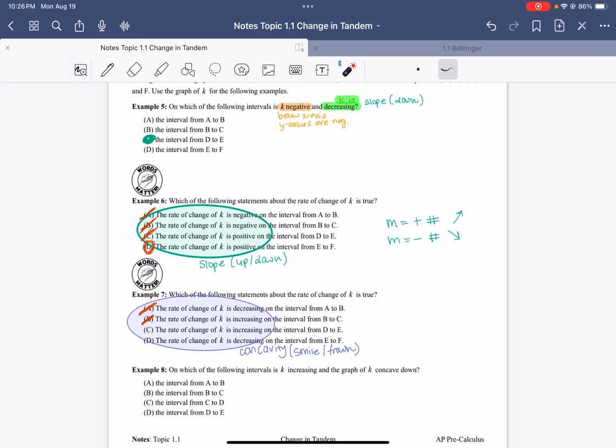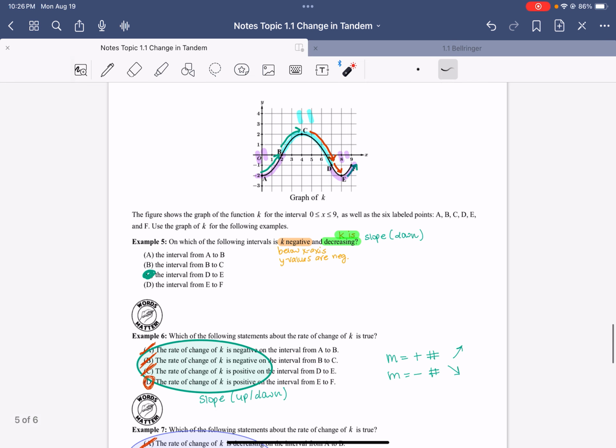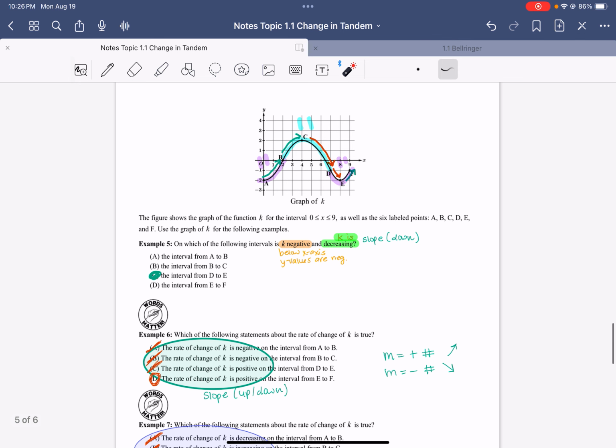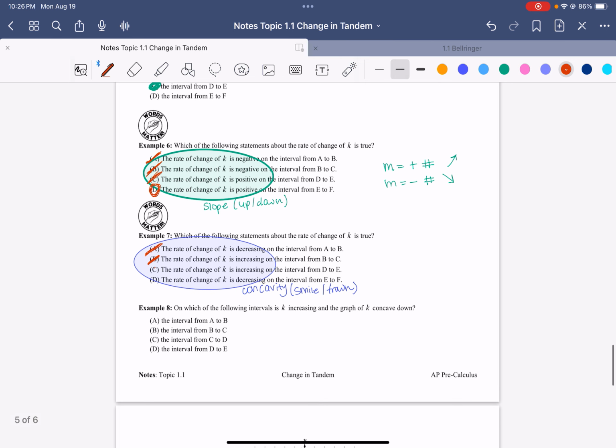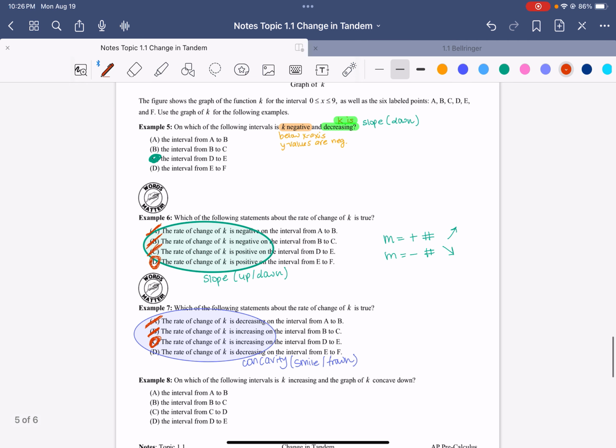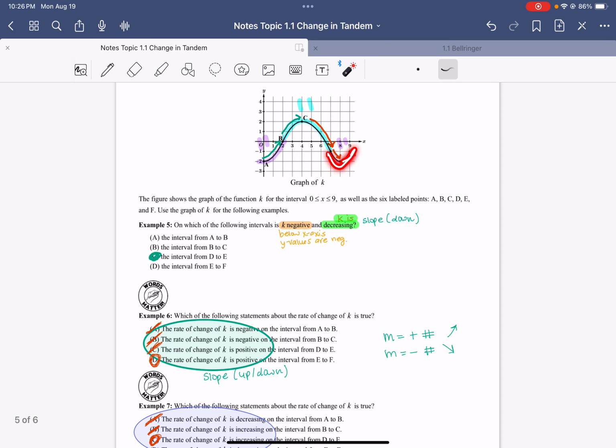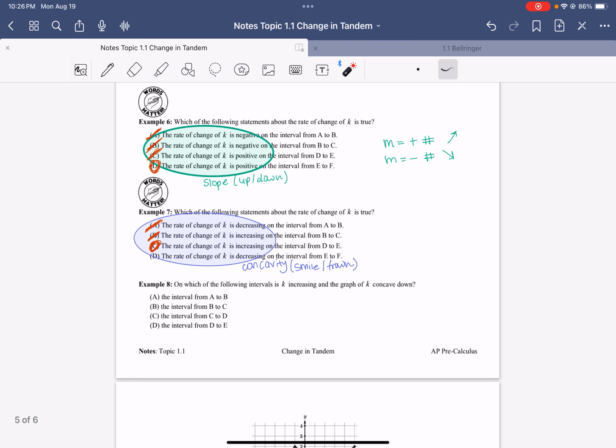Next answer choice says D to E would be rate of change is increasing. So that should be a smiley face. But from D to E, oh wait, yeah, that actually works because D to E is part of the smiley face and it says the rate of change is increasing. So C seems to be the correct answer. Let's look at D either way. It says E to F, the rate of change is decreasing. That would be a concave down frowny face. But E to F is still part of that smiley face at the end. So yeah, D is not the correct choice there.